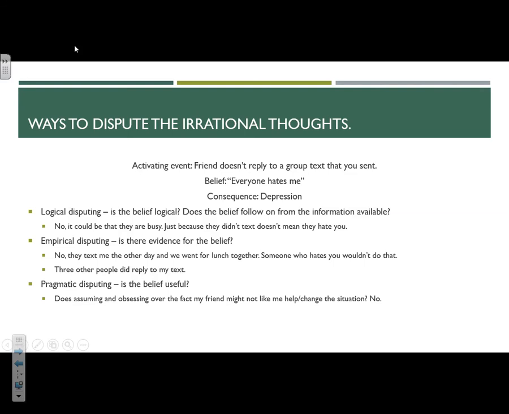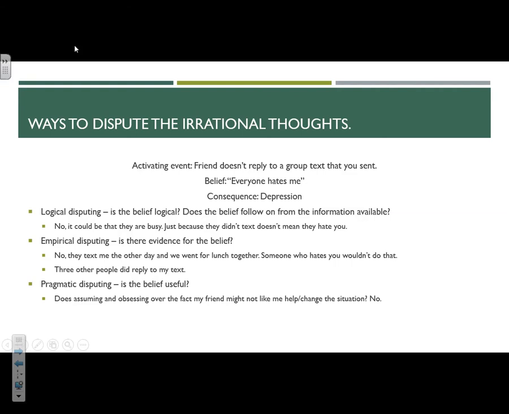So maybe, does assuming and obsessing over the fact my friends might not like me help or change the situation? No, absolutely not. So even if the belief is true, is it useful to think like that? No, chances are it's just going to make you feel more depressed and unhappy. So it's not a useful belief to have.